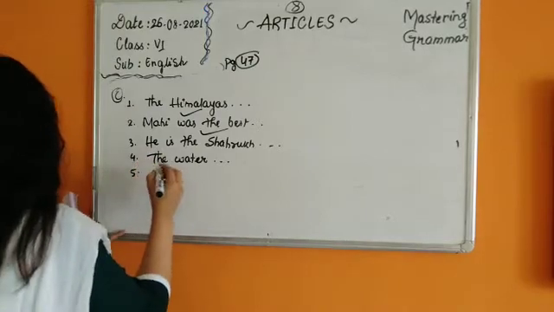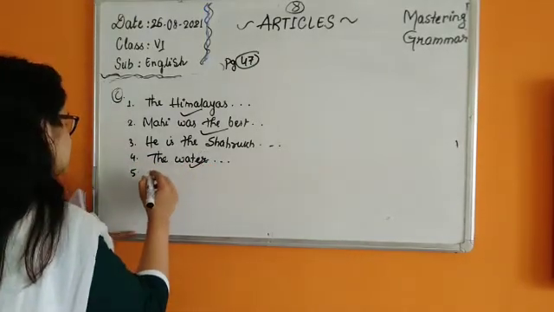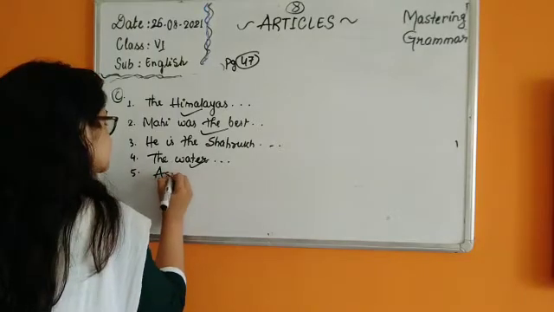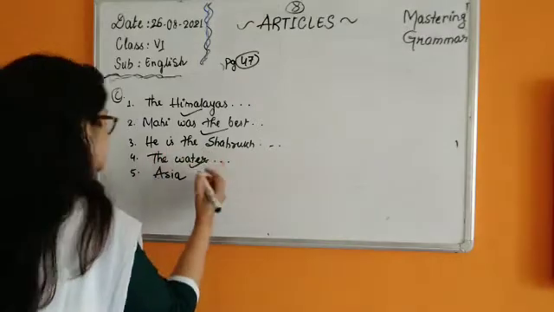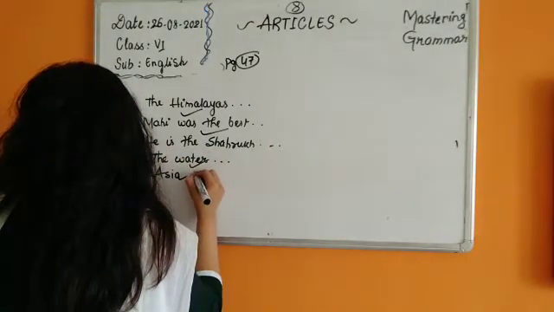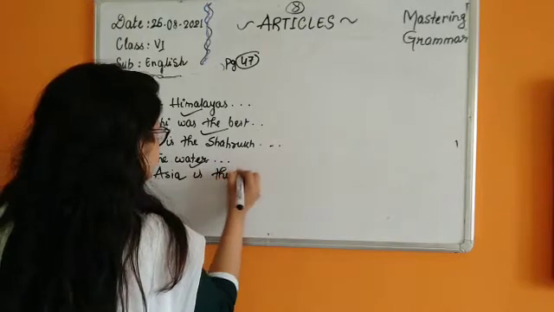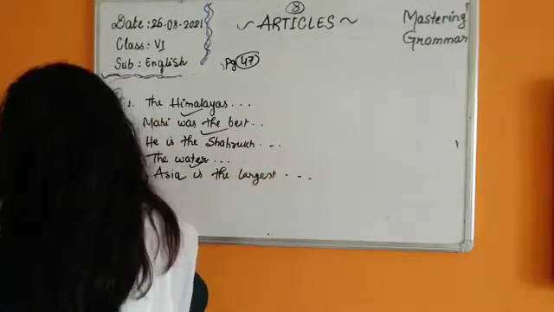First option. Asia is the largest continent. Asia is the largest because with proper names of continents, we do not use any definite articles. So Asia is the largest. The first option again.